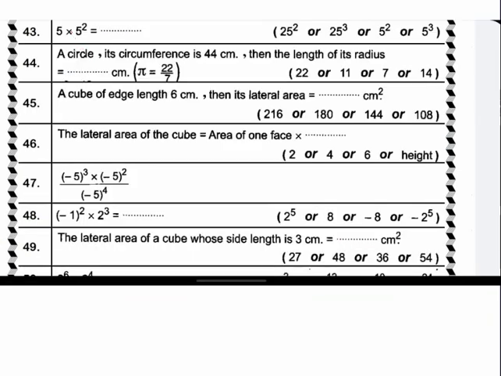Next, 5 times 5 power 2. I consider this is raised to the first power, but we don't write 1, so I will put only 5 and add 1 plus 2 equals 3, 5 power 3, or you can check it by using your calculator.